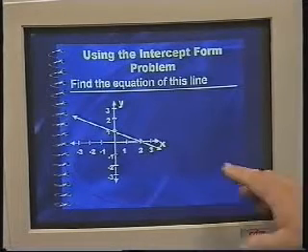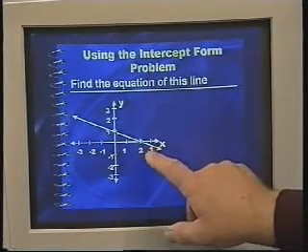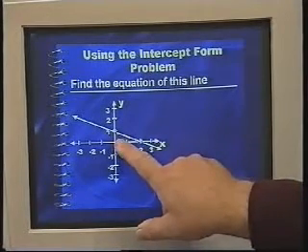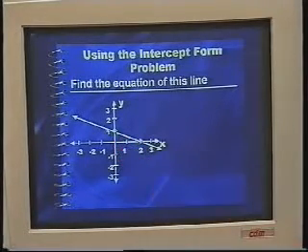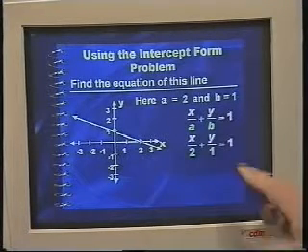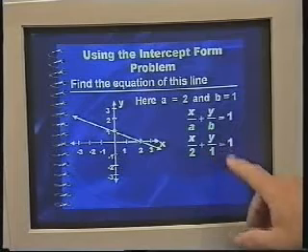Here we've got a line that passes through these two intercepts. The x-intercept is 2, so a equals 2. The y-intercept is 1, so b equals 1. We can write therefore the equation as x over 2 plus y over 1 equals 1.